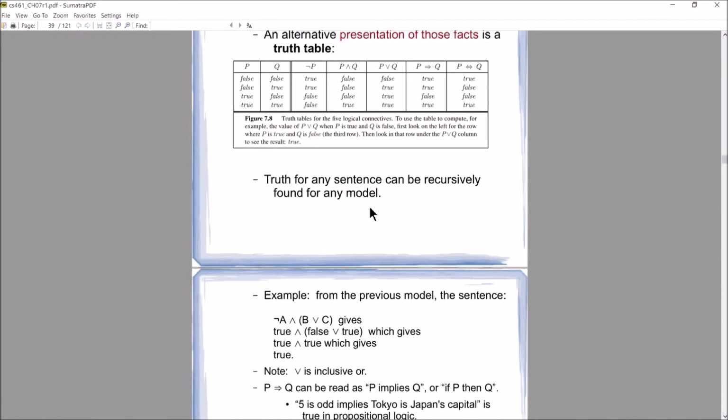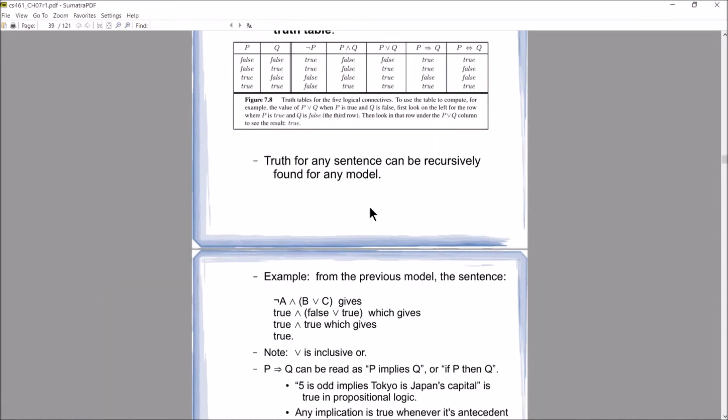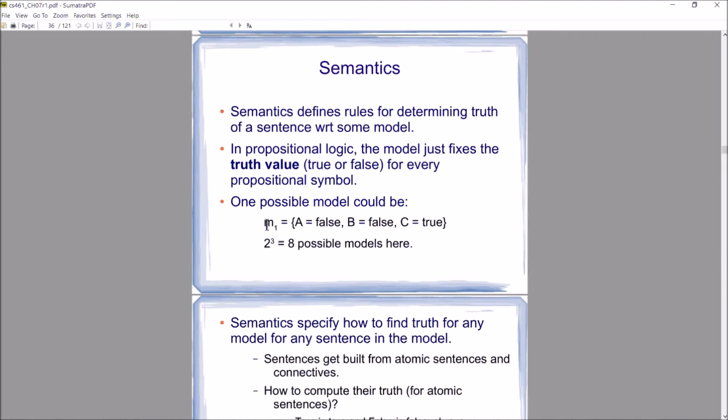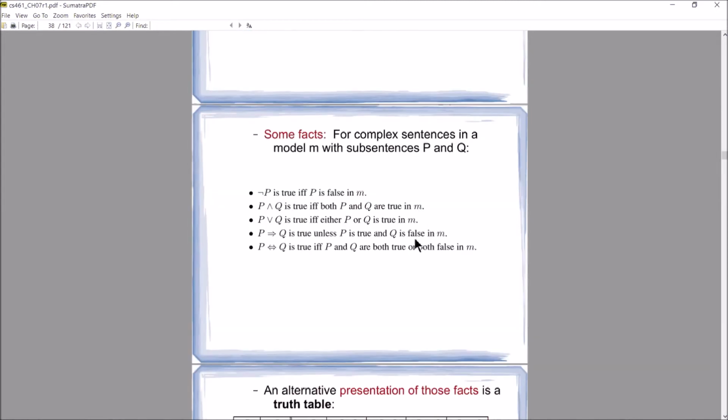Okay, so let's look at an example from that previous model. Remember, M1 had assigned A to be false, B to be false, and C to be true, right? So remember, in that model, in that possible world, A is false, B is false, and C is true, right?